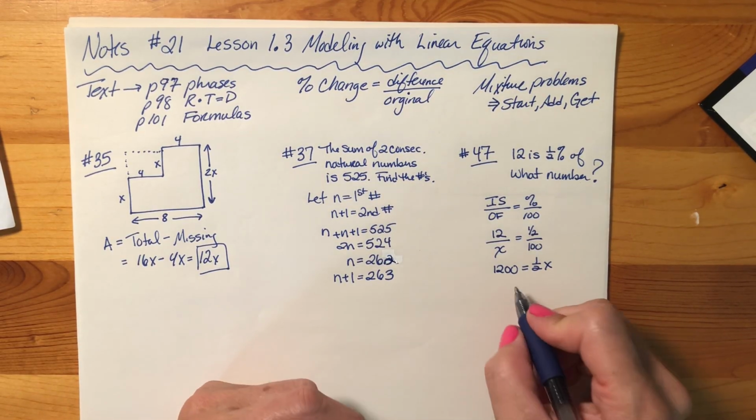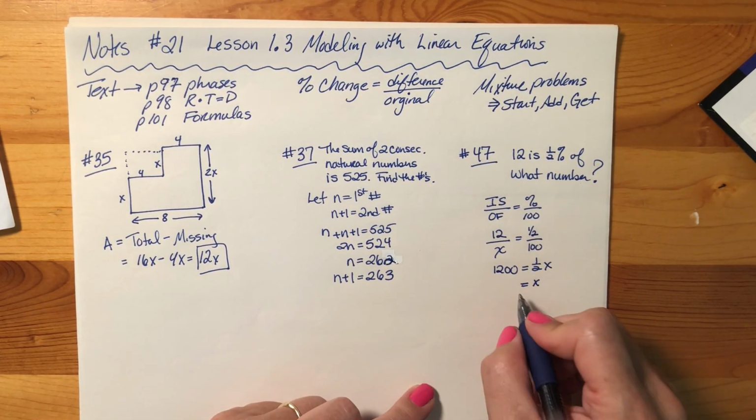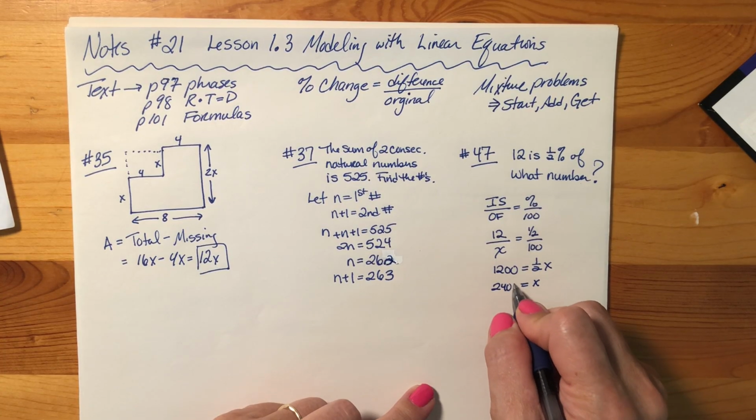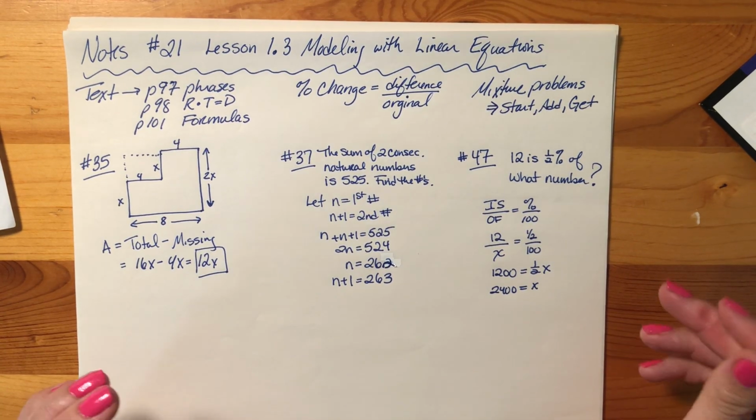So I'm dividing by 1/2. Or you can multiply both sides by the reciprocal, and that's 2,400. Okay, so that's a great problem.